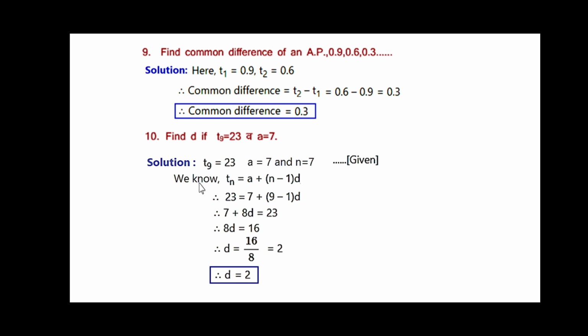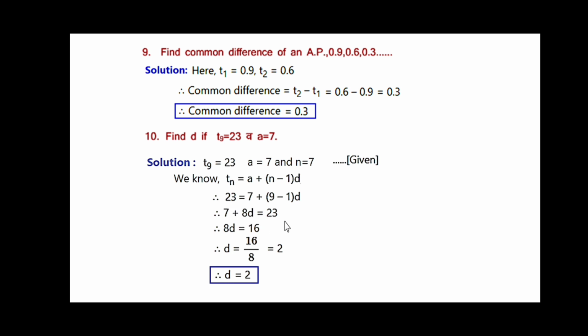It is given. But we know that Tn can be written as Tn is equal to A plus (n minus 1) into D. It is the formula for calculating the nth term. So Tn is 23, here we write T9, plus A's value is 7 plus n's value 9 minus 1 into D. Therefore, we get 7 plus 8D, since 9 minus 1 is 8. 7 plus 8D is equal to 23.